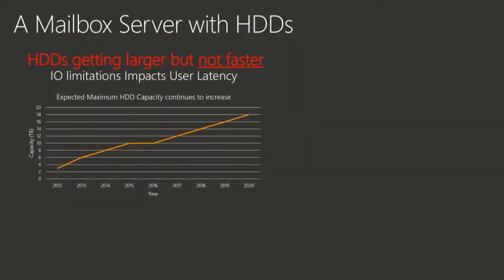So we've seen industry trends telling us that hard drives are getting larger, but they're not getting faster. While we have these 10 terabyte and 12 terabyte drives, we're using 10 terabyte drives now, and we'll be using 12 terabyte drives very shortly in the service. While they're getting bigger, they're not getting much faster. And while we're seeing CPU and memory growing really fast, this I/O, this hard drive limitation, is impacting our user latency. So how do we make our hard drives go faster?